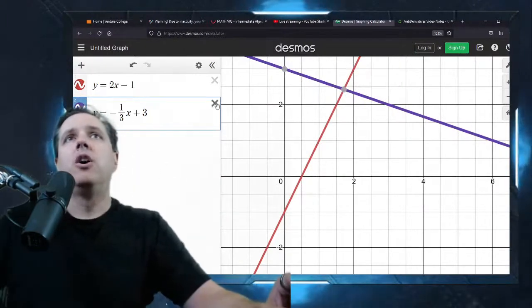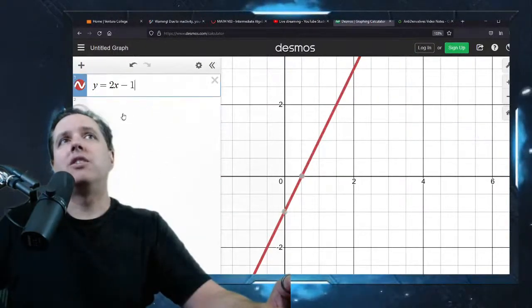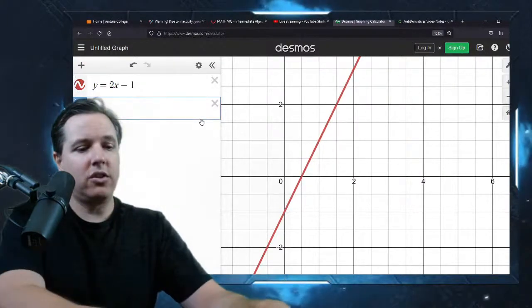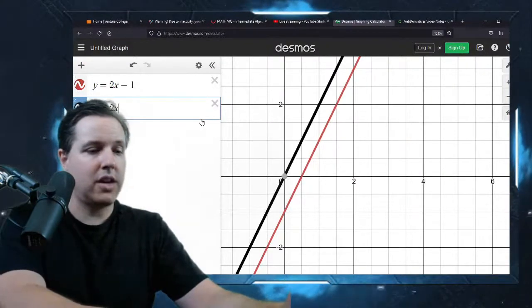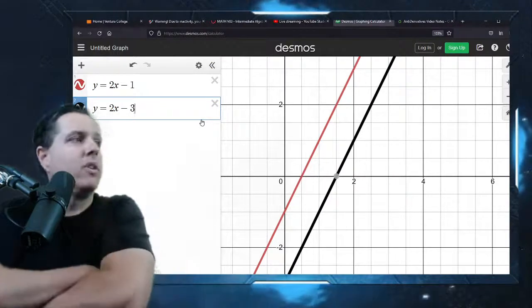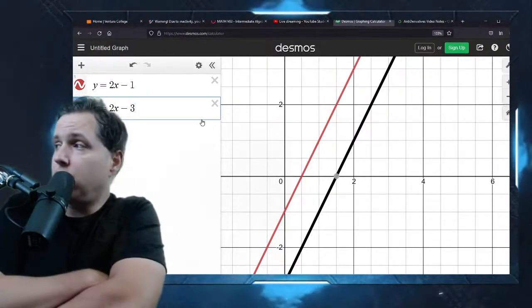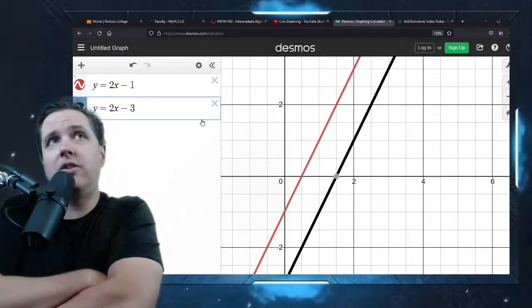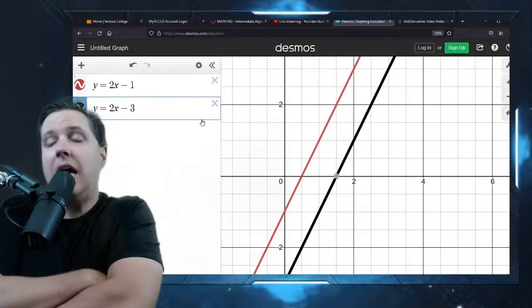Okay, well, let's play around with that a little bit. Let's change this. What if I had a system of equations that looked like this? Y equals 2x minus 3. So here's a system of equations. It's a totally legitimate system of equations. I've got 2 equations here. And these are what?